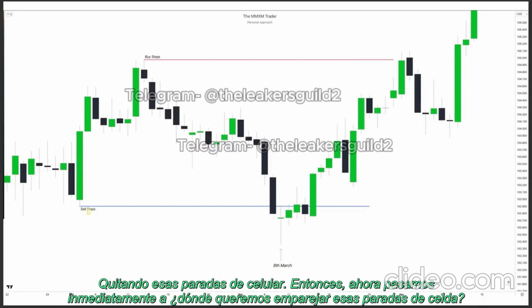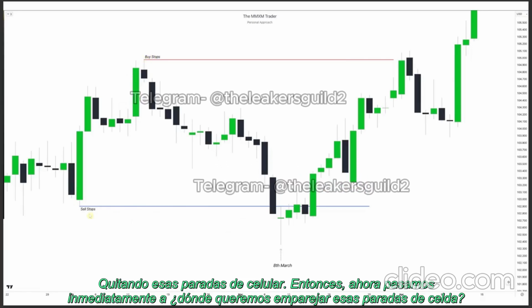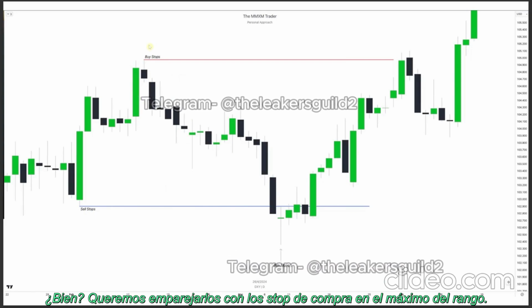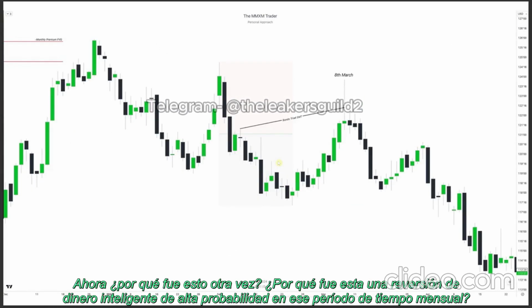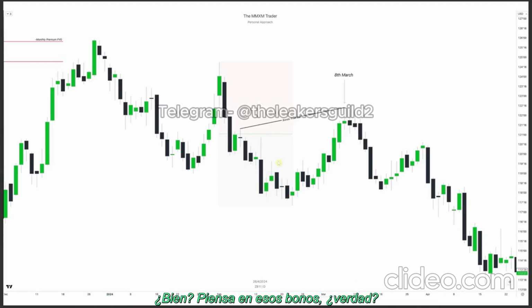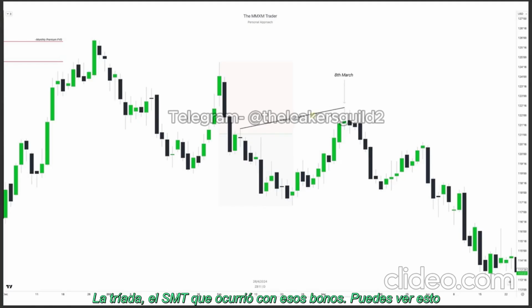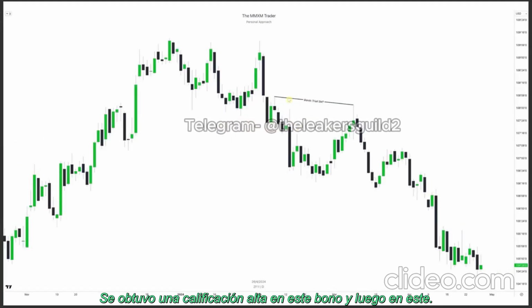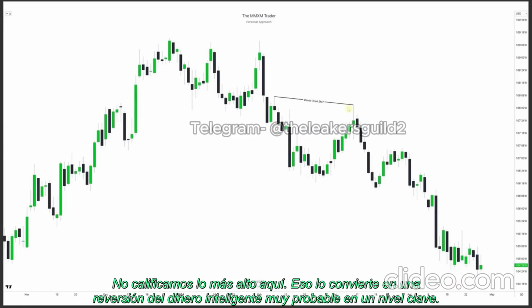So now we immediately turn to where do we want to pair up those sell stops? We want to pair them up with the buy stops on the high of the range. Now, why was this a high probability smart money reversal on that monthly time frame? Think back about those bonds, the triad, the SMT that happened on those bonds. You can see this high got raided on this bond, and then on this one we did not raid the high over here. So that makes it a high probable smart money reversal in a key level.